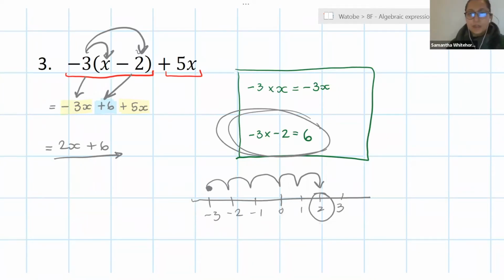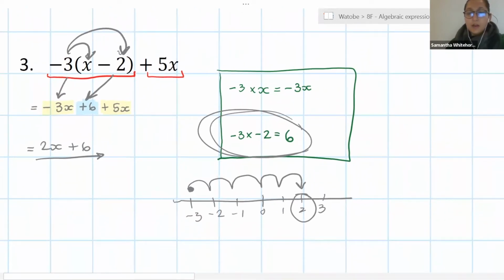Alrighty. So if you don't have that, take a screenshot. Last time I got 2x from adding the like terms -3x plus 5x. So -3 plus 5 gives me +2x.